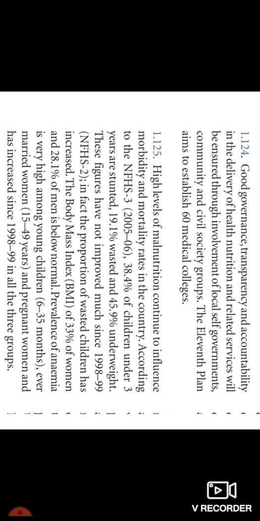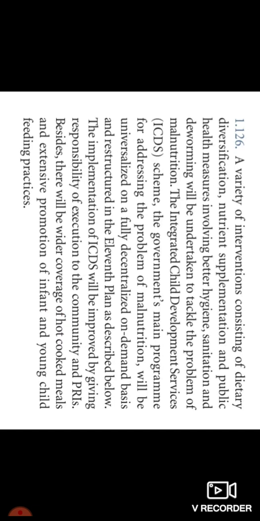38.4% of children under 3 years were stunted, 90.1% are wasted and 45.9% are underweight. In the 98-99 survey, the number of wasted children had increased. BMI, body mass index: 33% of women and 28% of men are below normal. Please note, 33% of women and 28.1% of men are below normal. This is the rate. And the prevalence of anemia is very high among young children, and even among married women and pregnant women.